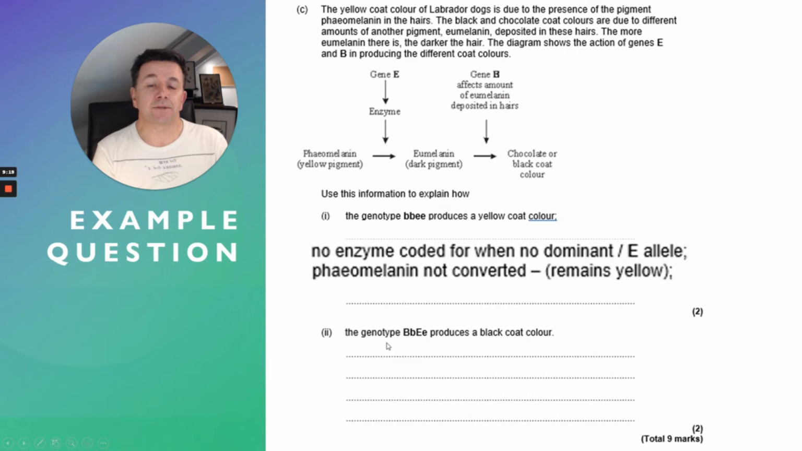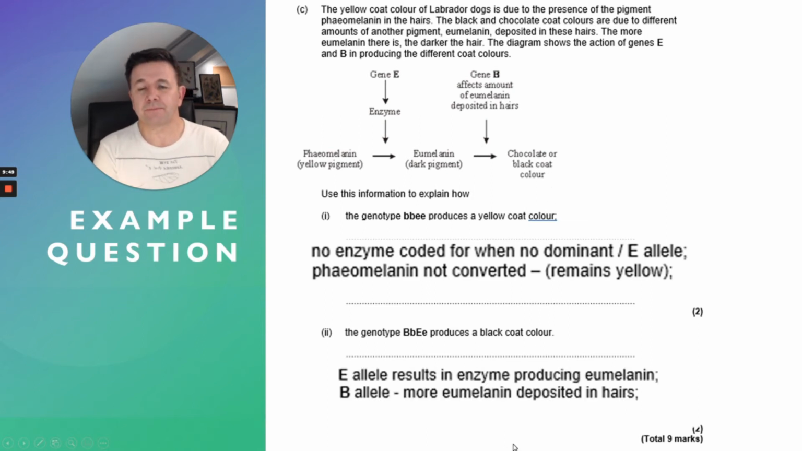The next question then goes on, says the genotype heterozygous dominant B and E produces a black coat colour. So again, you need to talk about the fact that the dark pigment gene E enzyme is allowing the depositing of dark pigment, and then gene B affects how much of it is deposited, and so large amounts are deposited to produce a black coat colour. So E results in enzyme producing eumelanin, and the B allele means more eumelanin is deposited in the hairs.